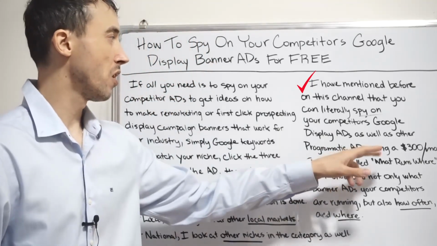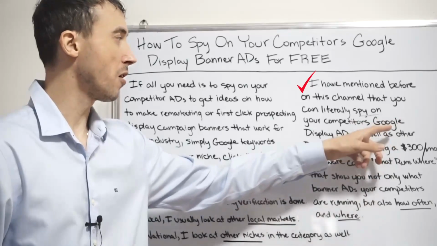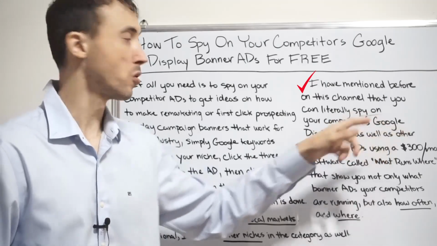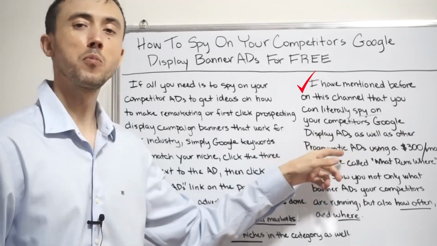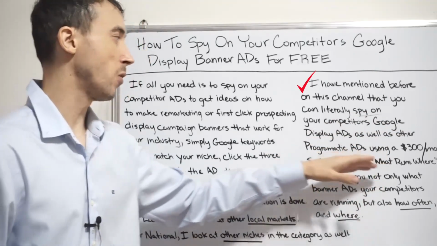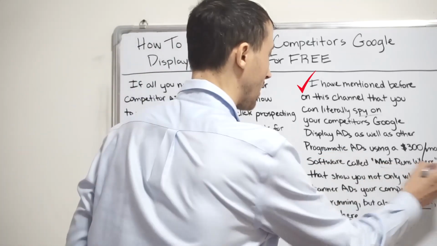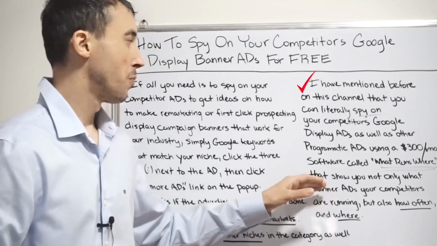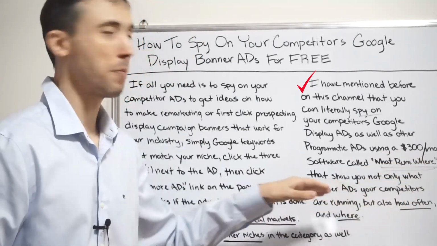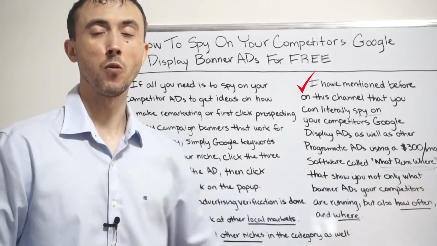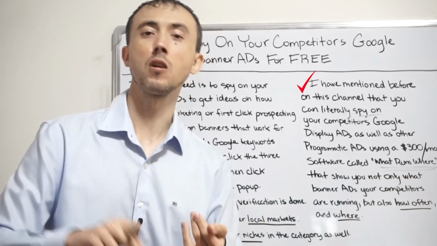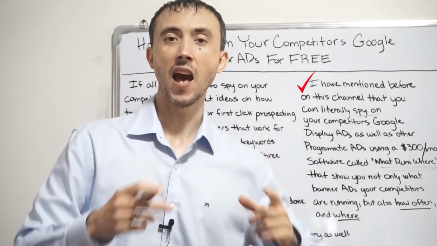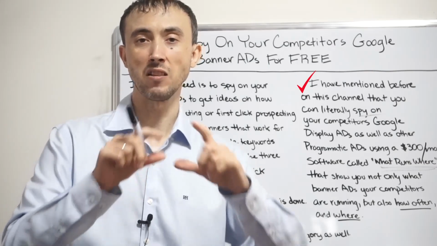But anyway, basically you can monitor or spy on your competitor's Google Display Network ads, as well as the programmatic ads if they're running them, using a software called What Runs Where. That's actually the literal name of the software, What Runs Where, funny name. But that'll not only show you what banner ads your competition's running, therefore you can see what banner ad designs are specifically working, because like landing pages, the magic that gets ads to work many times is not even just the messaging, but the layout.